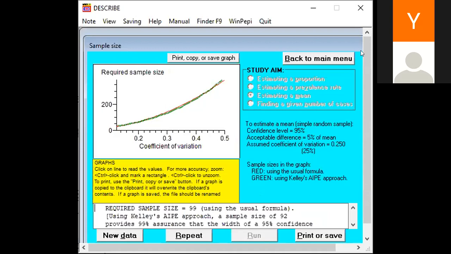So any question on it now? We have talked about descriptive study. We have looked at the proportion and the mean. Any question? No, sir. People are not responding.